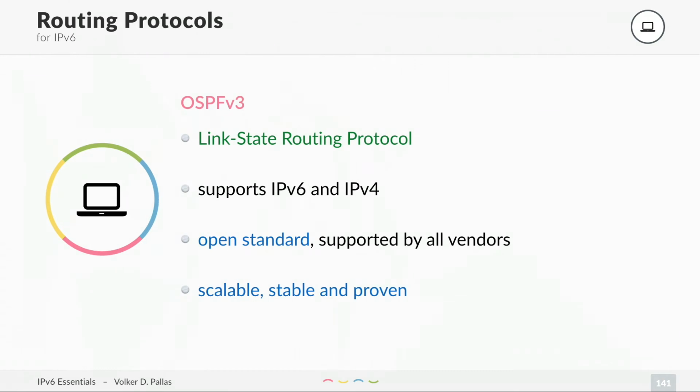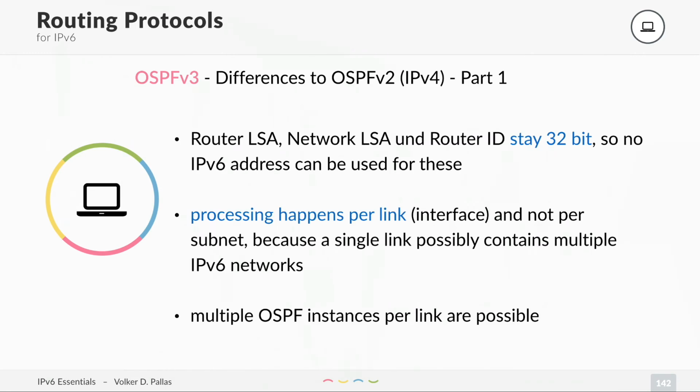Better option is OSPF. We have OSPF version 3. This is a link state routing protocol and it supports IPv6 and IPv4. OSPF is also an open standard and is supported by all vendors. OSPF is really scalable, it is stable and it is proven in IPv4 and also in IPv6. Let's have a quick look at the difference between OSPF version 2 for IPv4 and OSPF version 3 for IPv6.